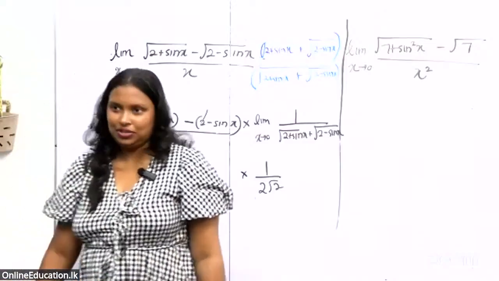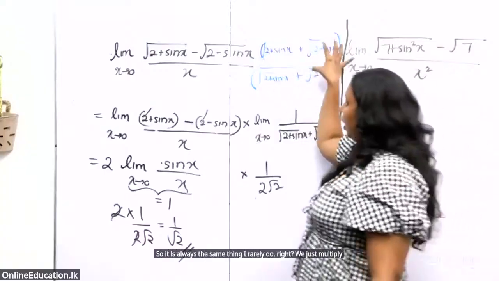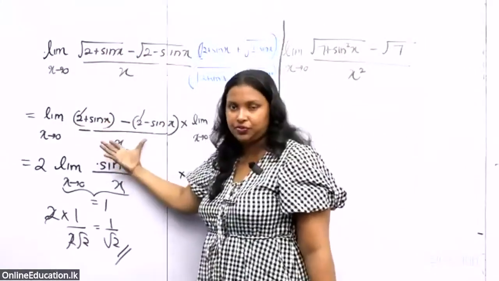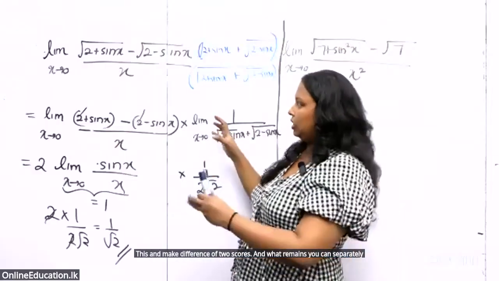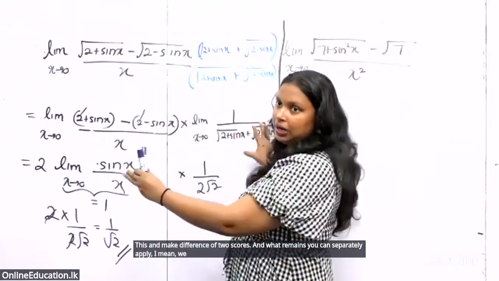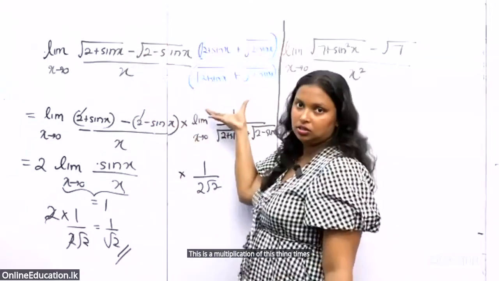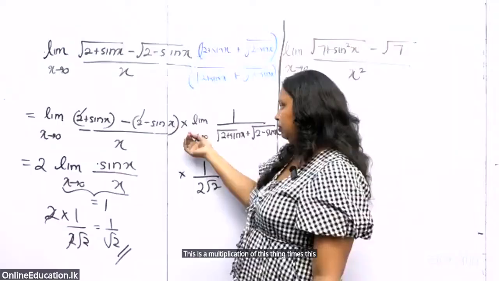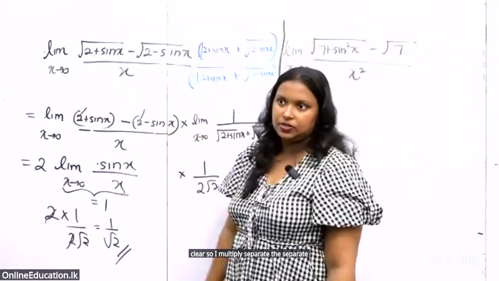Right, so it is always the same thing what you have to do. We just multiply by this, and always we can pair this and make a difference of 2 squares, and what remains you can separately apply. I mean, we are just separating it as a product. This is a multiplication, this thing times this. Clear? So I multiply, separate them and put limits. That's what I do.